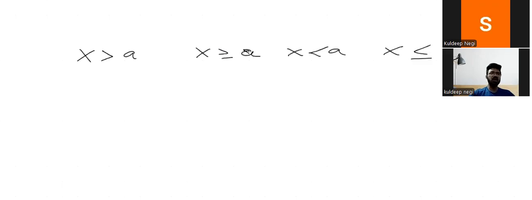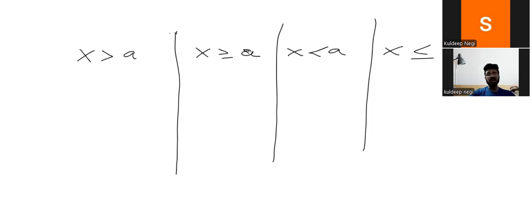The first one is x greater than a, x greater than or equal to a, x less than a, x less than or equal to a. So these are the four basic inequalities that you need to know. Now, what is the meaning of x greater than a? There is a variable x, and the values of x are greater than a constant a. A can be any constant, positive or negative. That depends upon the question.